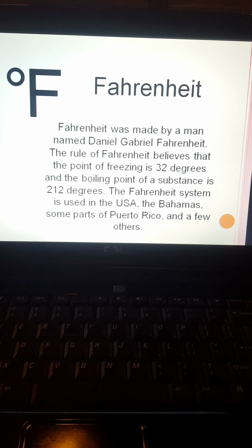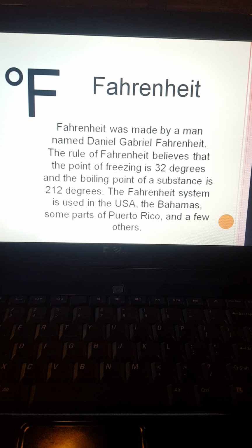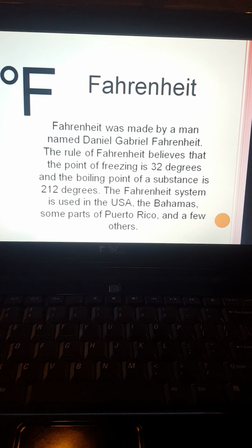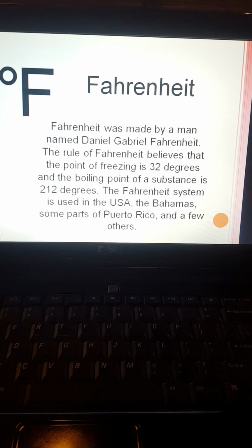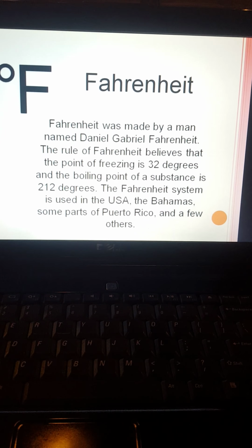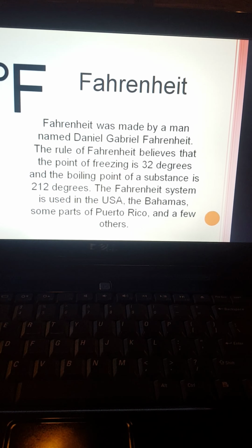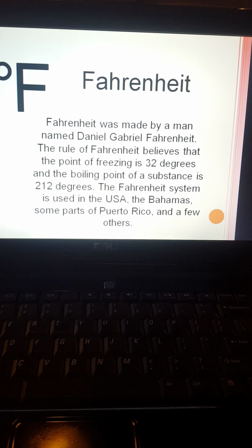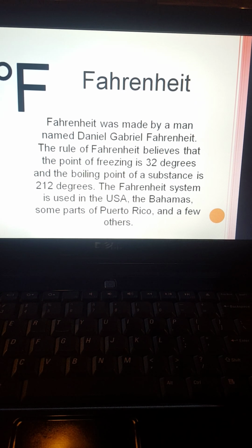Fahrenheit. Fahrenheit was made by a man named Daniel Gabriel Fahrenheit. The rule of Fahrenheit believes that the point of freezing is 32 degrees, and the boiling point of a substance is 212 degrees. The Fahrenheit system is used in the USA, the Bahamas, some parts of Puerto Rico, and a few others.